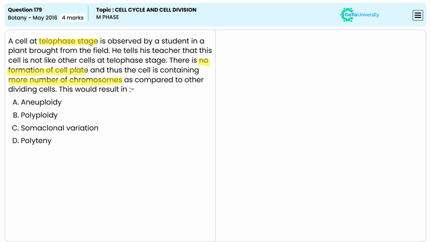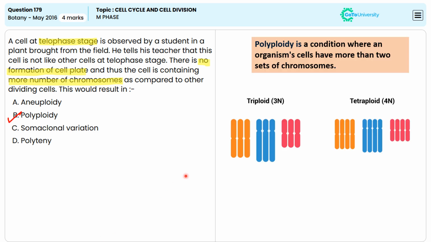So the answer will be option B, polyploidy. Because polyploidy refers to a condition where an organism's cells have more than two sets of chromosomes. For example, triploid as well as tetraploid.